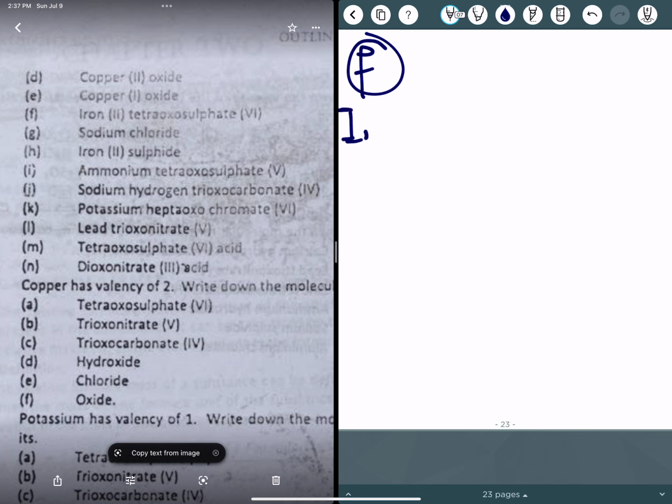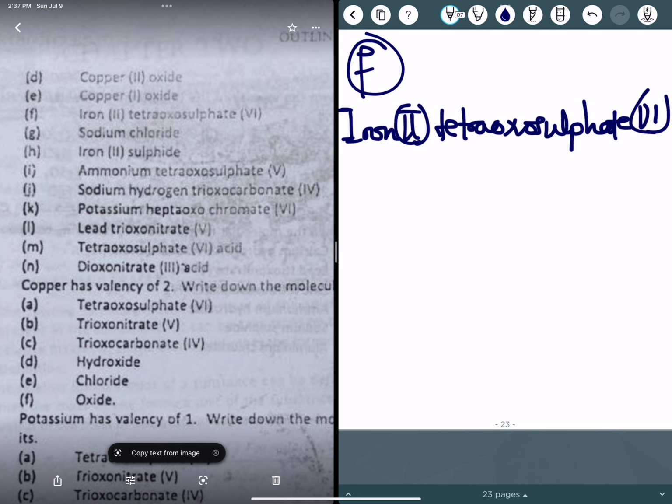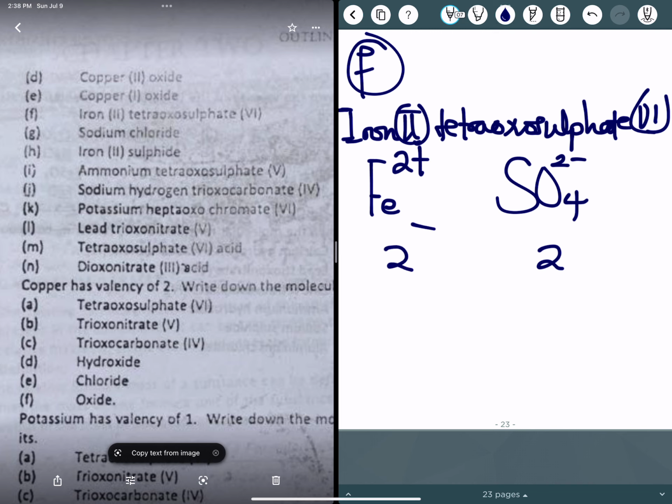In F, the compound is iron 2 tetraoxosulfate 6. Iron 2 means that the ion is charged 2 plus. The tetraoxosulfate 6 anion is always written as SO4 2 minus. So from their charges, I can write down their valencies. The valency of SO4 is 2. That of iron is 2. I will exchange valencies to form a compound with the 2 ions.